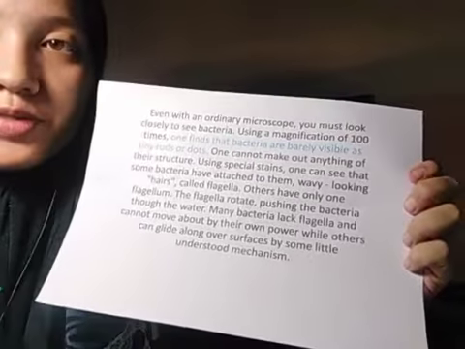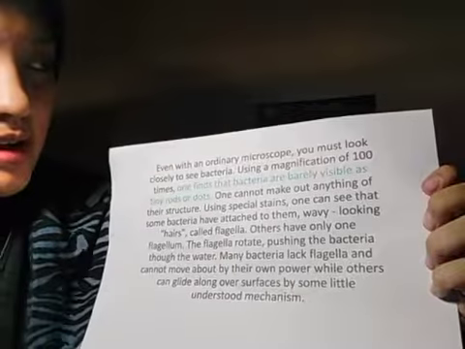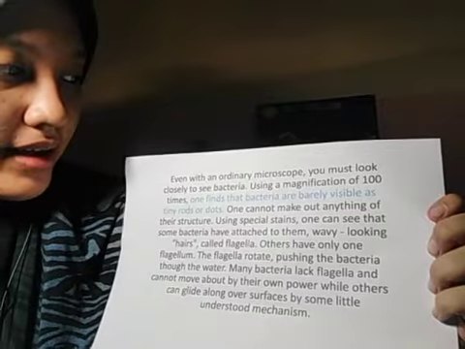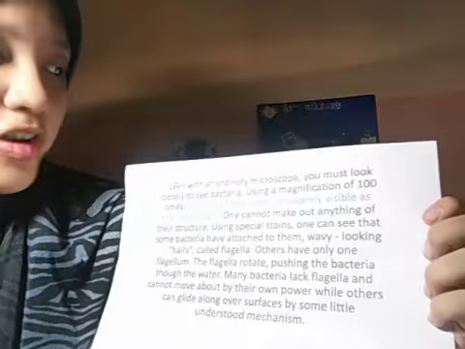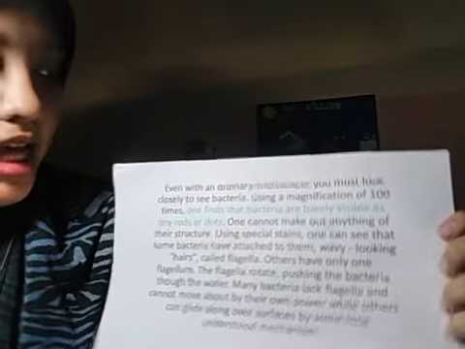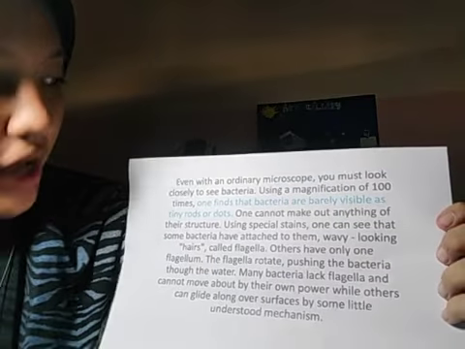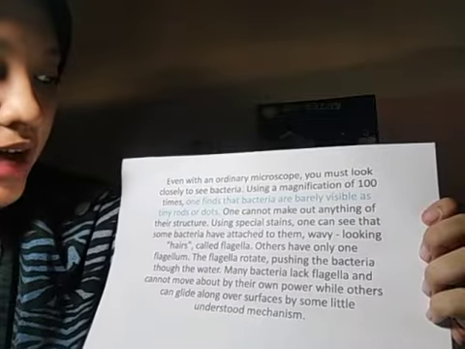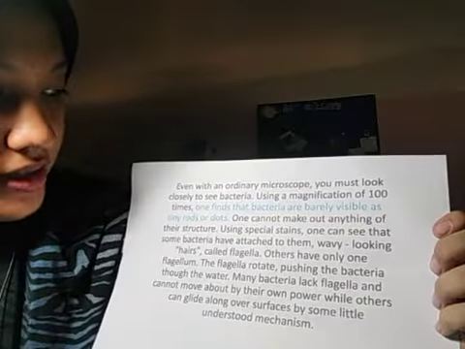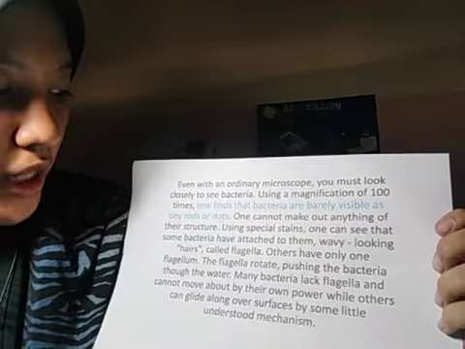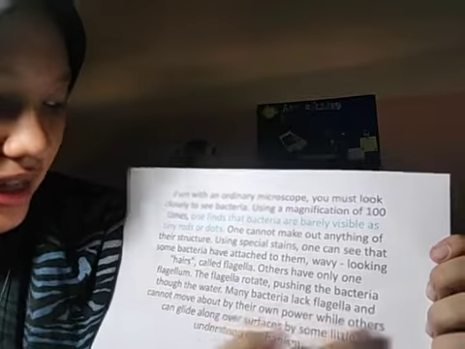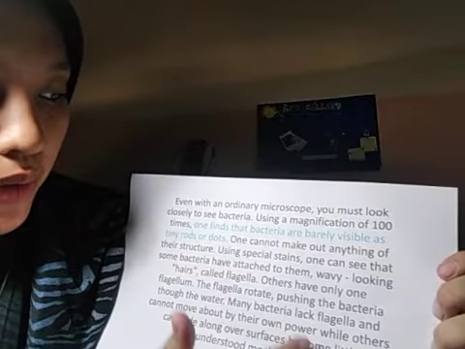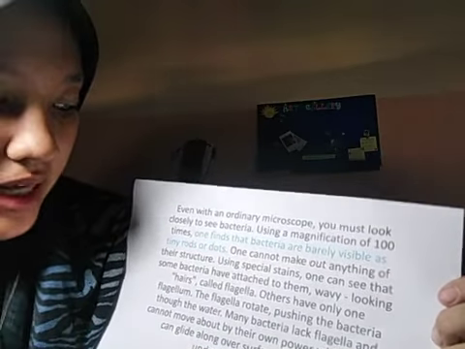Let's move on to paragraph 2 of the text. Even with an ordinary microscope, you must look closely to see bacteria. Using a magnification of 100 times, one finds that bacteria are barely visible as tiny rods or dots. One cannot make out anything of their structure. Using special stains, one can see that some bacteria have attached to them wavy-looking hairs called flagella. Others have only one flagellum. The flagella rotate, pushing the bacteria through the water. Many bacteria lack flagella and cannot move about by their own power, while others can glide along over surface by some little understood mechanism. And this is the last paragraph of the text.